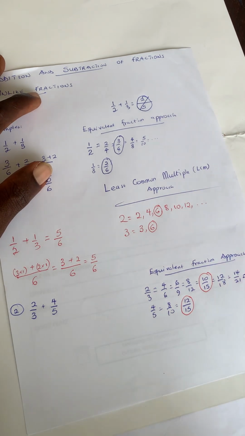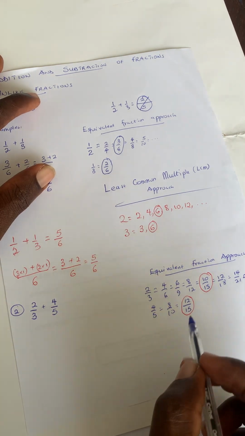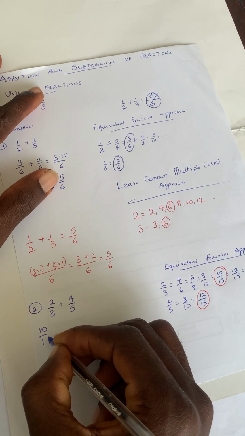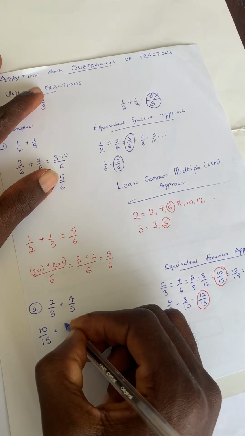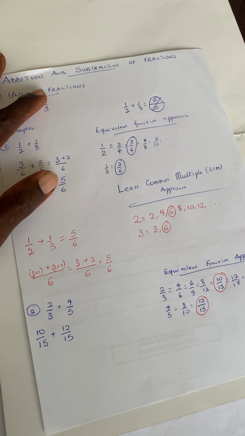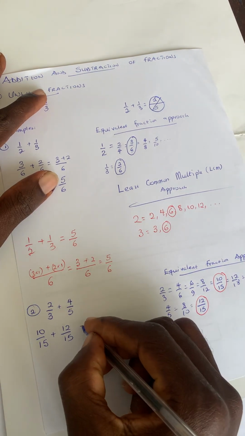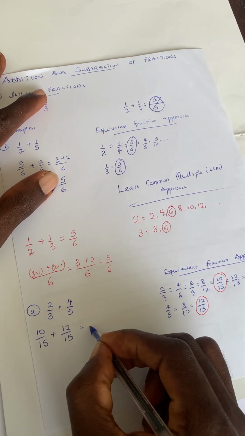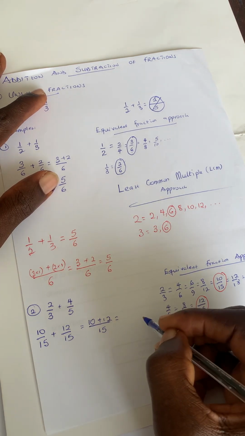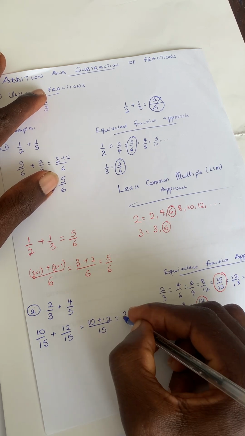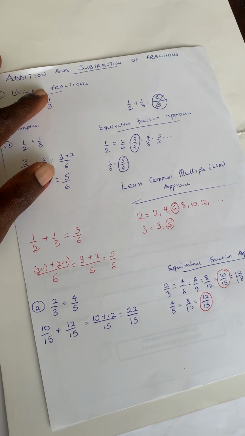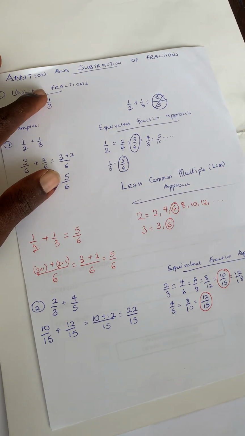We're going to replace these fractions with their equivalent fractions. So we get 10 over 15 plus 12 over 15. Since they have the same denominator, we can easily add them up. We get 10 plus 12 all over 15. Then 10 plus 12 gives us 22 over 15. Please, I hope you understand it. All right, let's take the LCM approach.